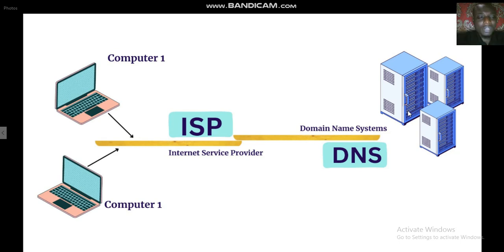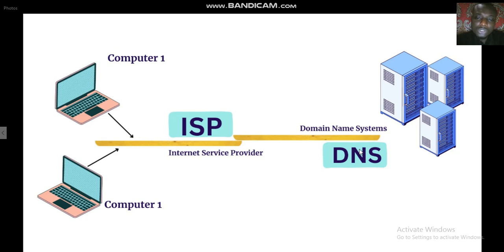What really happens on the back end is that, first of all, remember I said it goes from your client browser to the ISP, the internet service provider. From the internet service provider, it navigates down to the domain name systems. The domain name system will now go and search for where it is located on the server. Is that clear? So that is how the internet works.